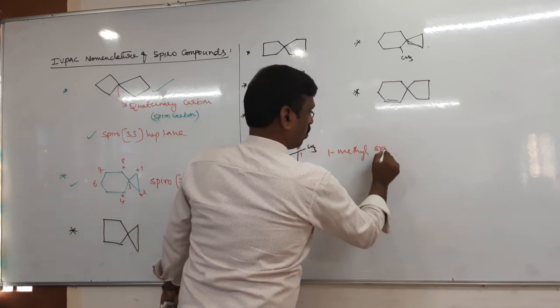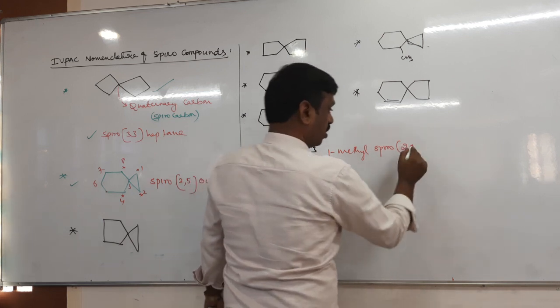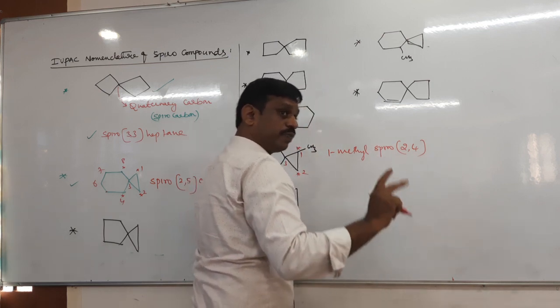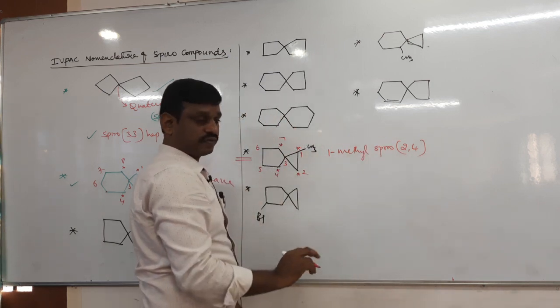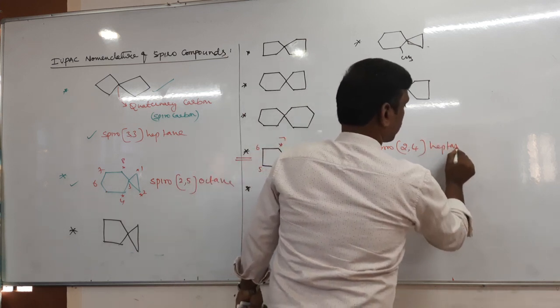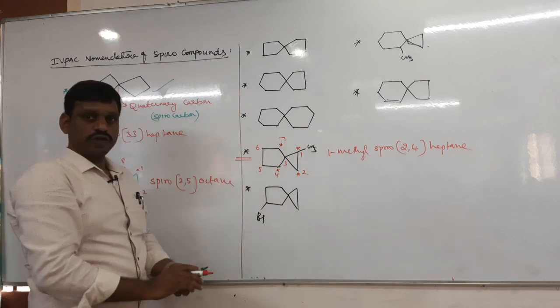Then spiro. So 2 comma, in ascending order, 2 comma 4, not 0. In spiro you should write only 2 numbers. Then heptane. Right, so that you can write.